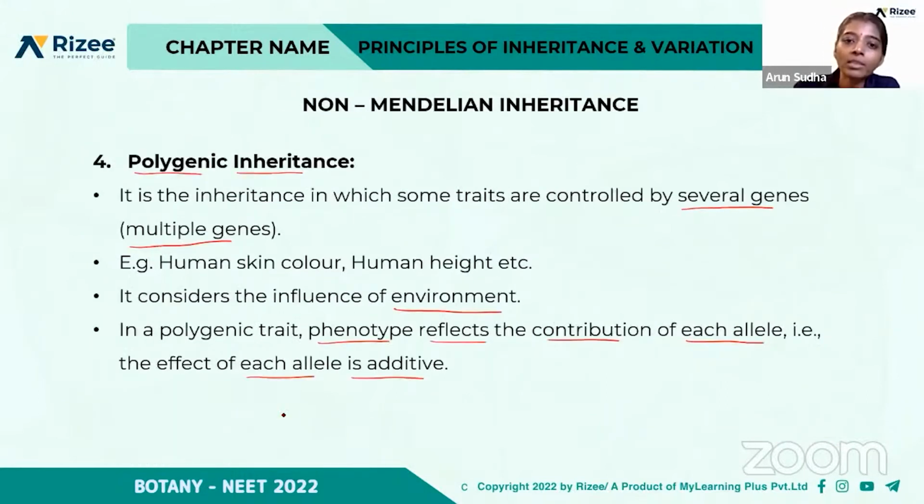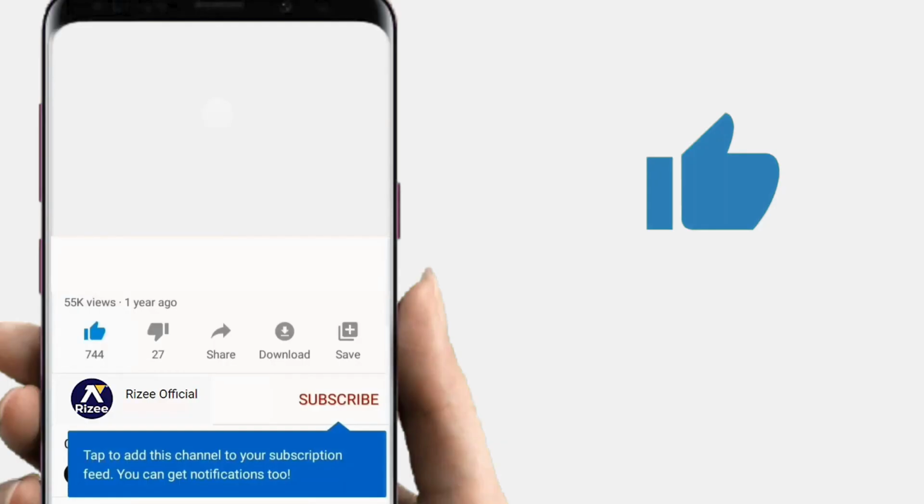So what do you mean by polygenic inheritance? It is the inheritance in which the traits are controlled by several genes, or multiple genes are responsible for the inheritance. Then that is called polygenic inheritance.